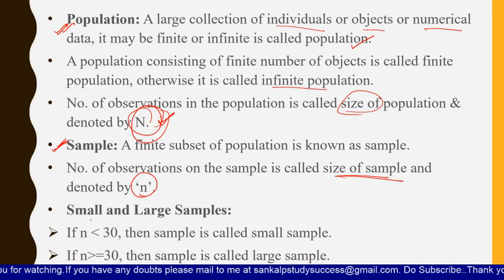Now let us see small and large samples. When do you say a sample is a small sample and when is it a large sample? If n, the size of the sample, is less than 30, you call it a small sample. If n is greater than or equal to 30, you call it a large sample.